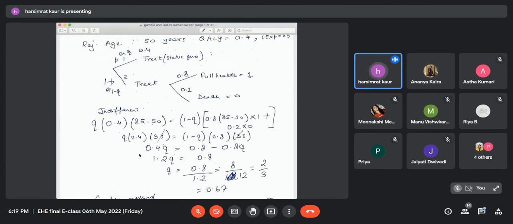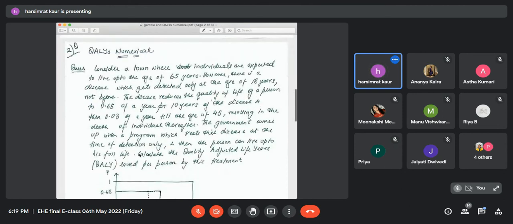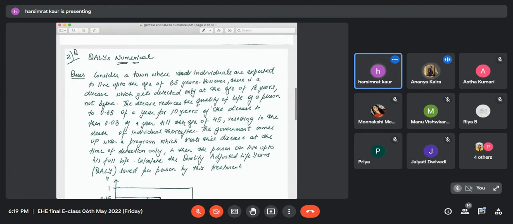Yes, ma'am. हाँ, so ये गैम्बलिंग वाला है, फिर मैं इस पे बात नहीं कर रही, ठीक है. Then the second one was a QALYs numerical, जो मैंने तुम्हें दिया था. I don't think कितनों ने solve किया है, तो मैं इसका solution तो दूंगी नहीं. So guys, please, ma'am. नहीं नहीं, तो मुझे answer बताओ क्या calculate किया है.